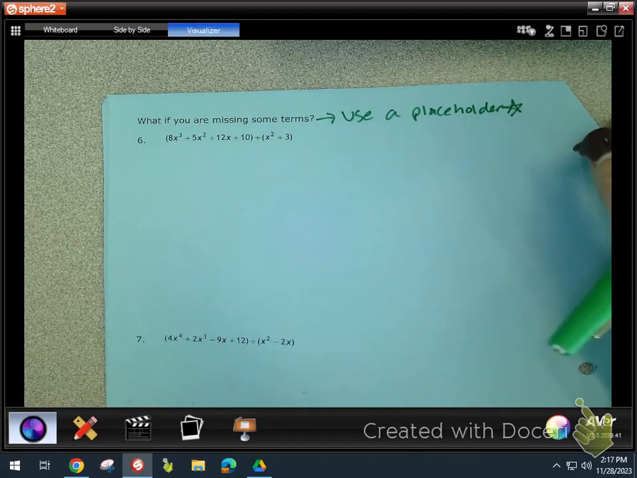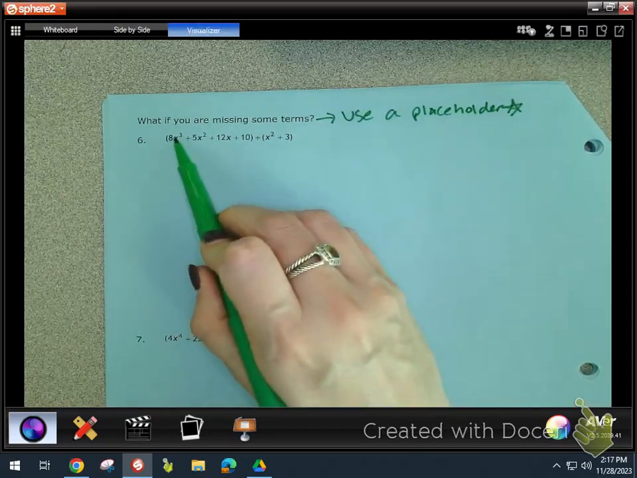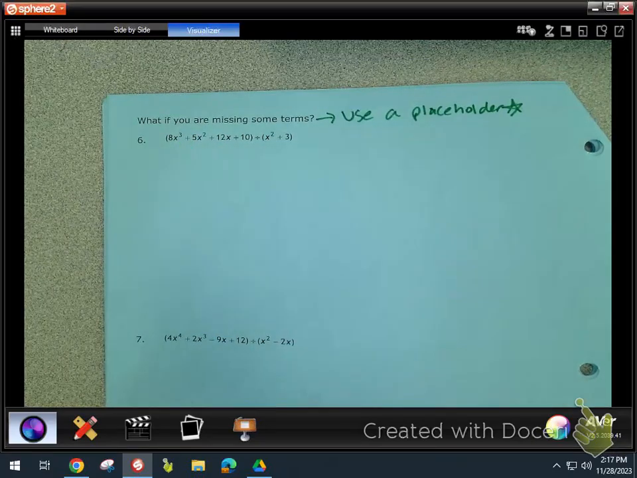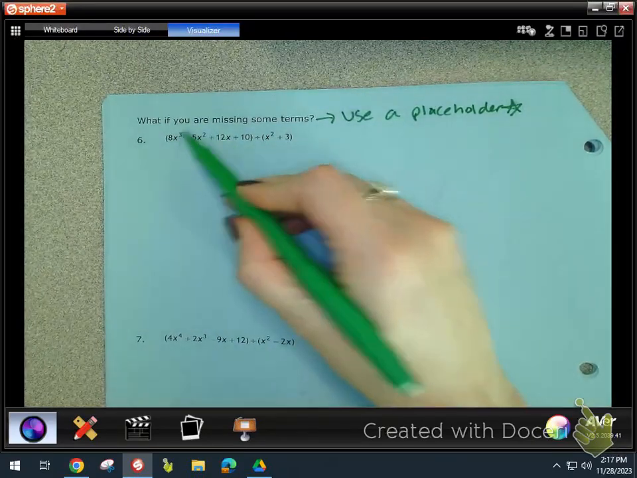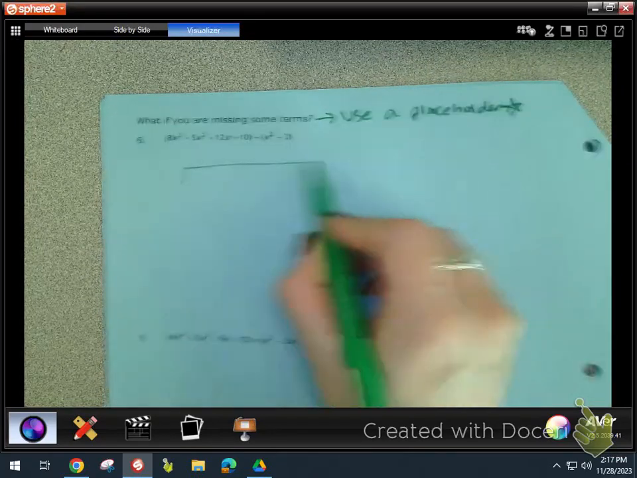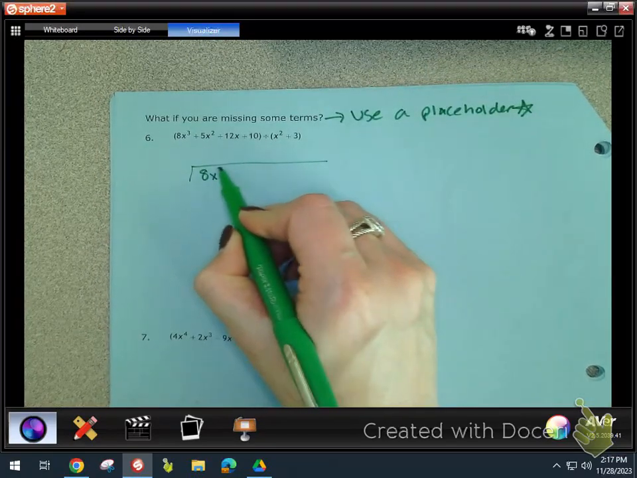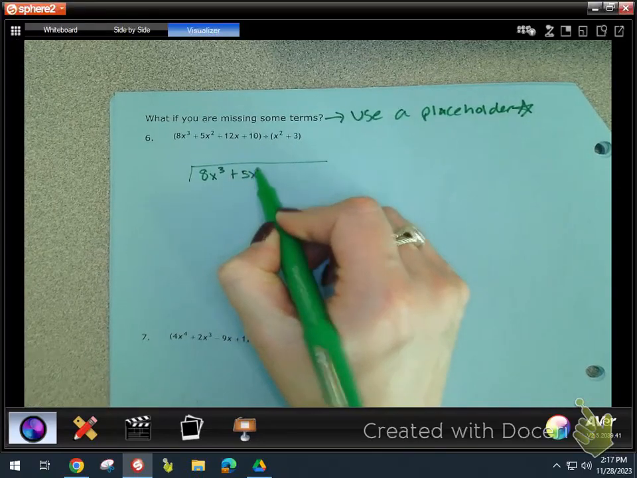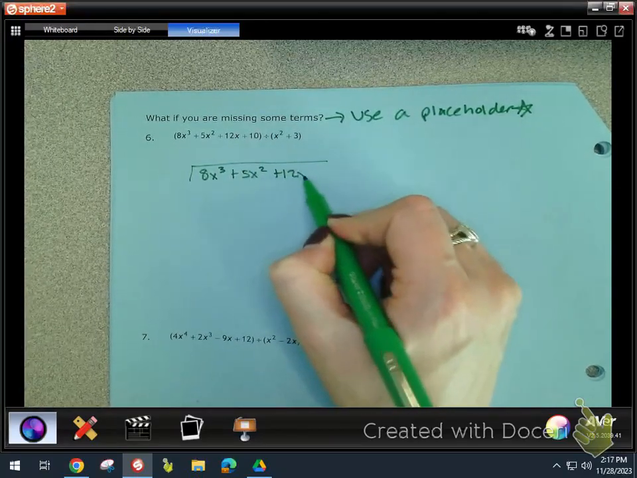Okay? So where do I need it? Let's check the dividend. My exponents. And again, I am looking at the exponents. 3, 2, 1, 0. Am I missing anything on the dividend? No. So I'm going to go ahead and write that in the house. There's nothing missing there.